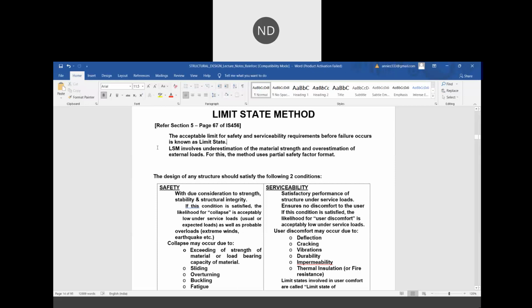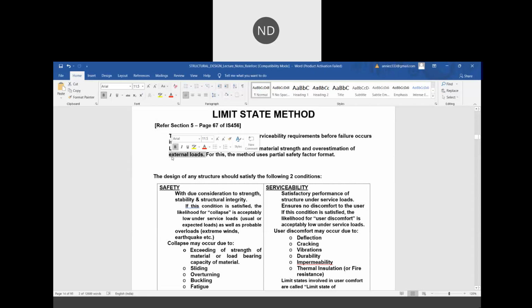So, understood this? When we are using the limit state method, what do we consider? We underestimate the material strength. That means you will consider that the strength of the material is very weak, and accordingly you are going to design for that. And one more thing, overestimation of external loads.